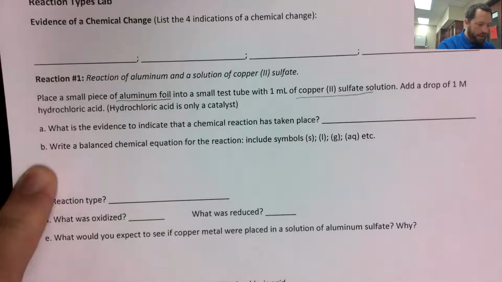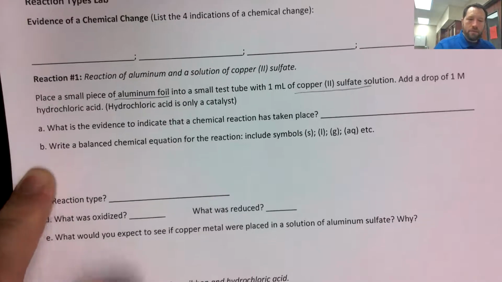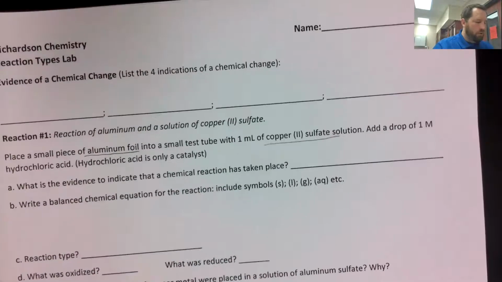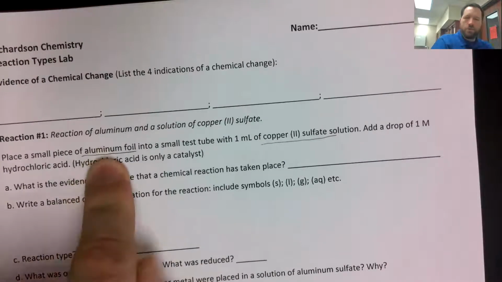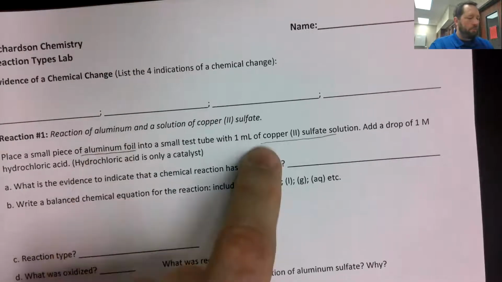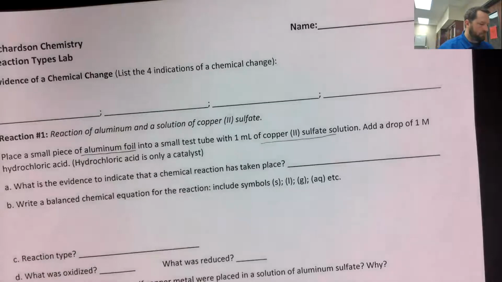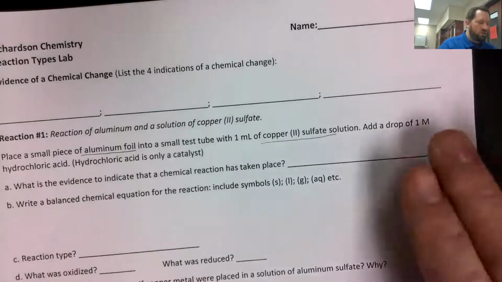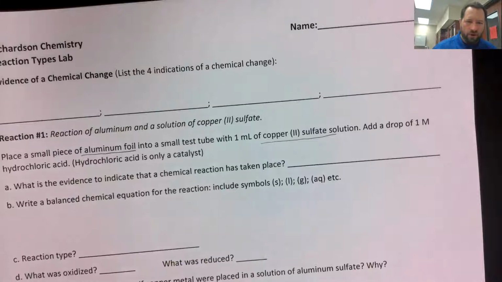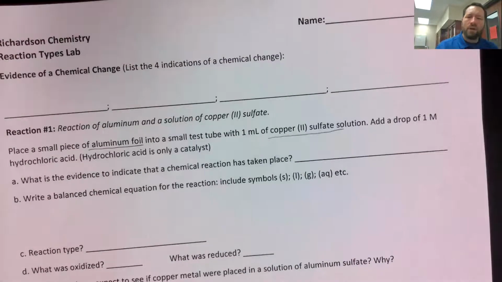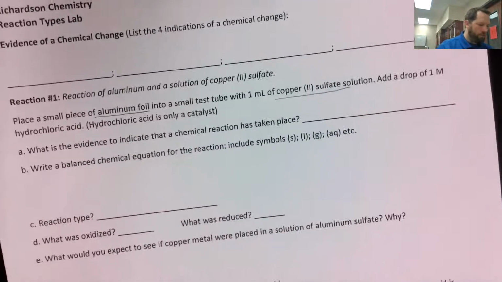Part B, so 1B, take your time, write a balanced chemical equation for aluminum, just elemental aluminum, reacting with copper 2 sulfate. Remember, hydrochloric acid is just a catalyst. So you can just forget about it. If you had no idea what to do with it, leave it out. It was not a part of this reaction.